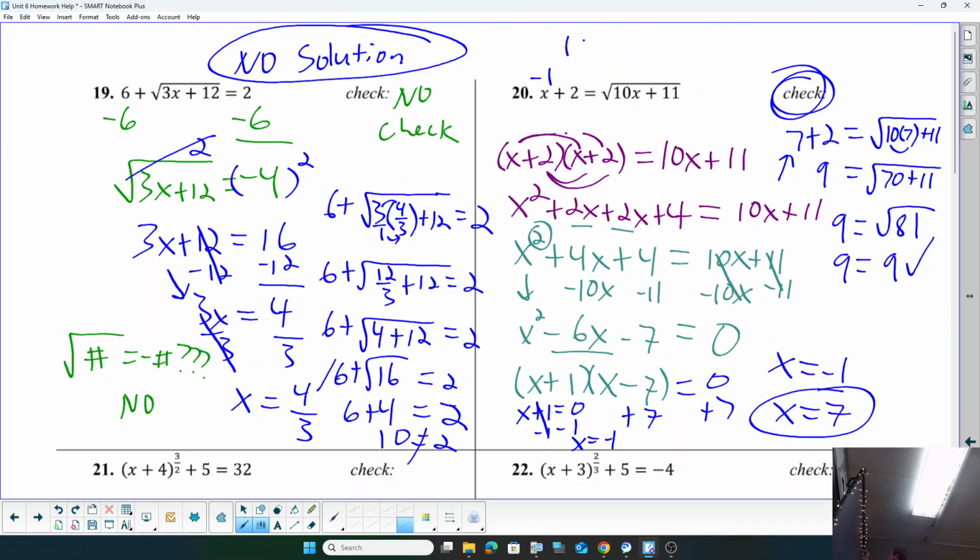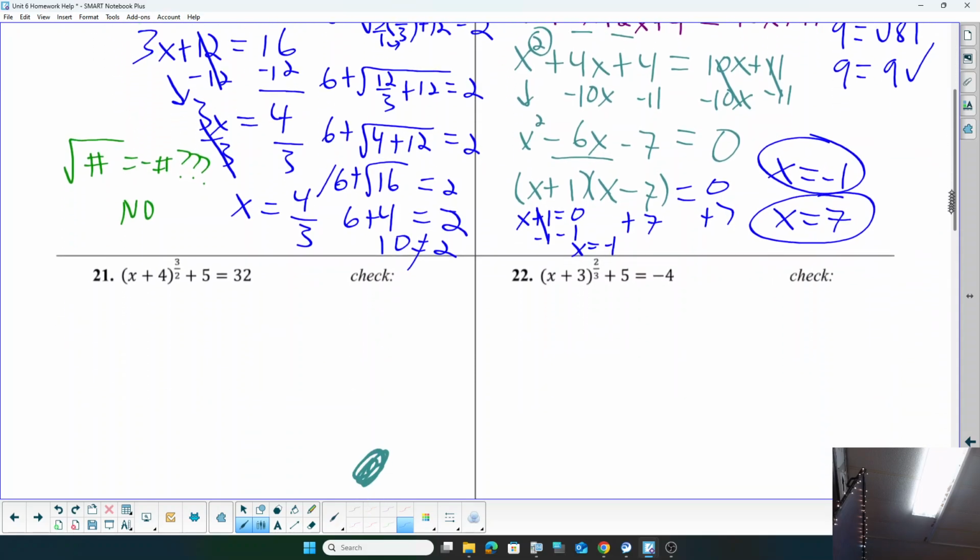2 minus 1 is 1. That looks promising because it's positive now. And then we have the square root of 10 times negative 1 plus 11. And so that's a negative 10. And 11 with the negative 10 is 1. 1 equals the square root of 1. 1 equals 1. It works. So that one had both solutions work, right? That had both solutions work.